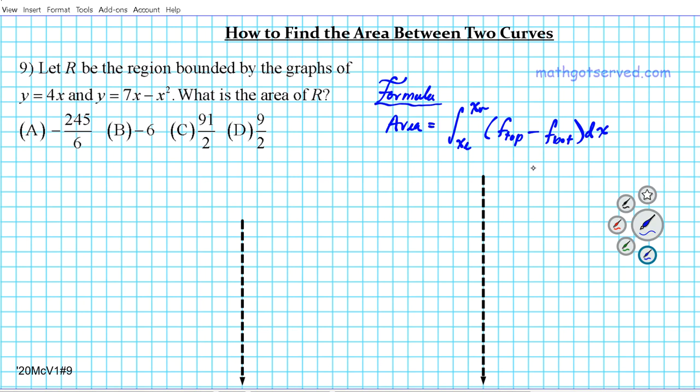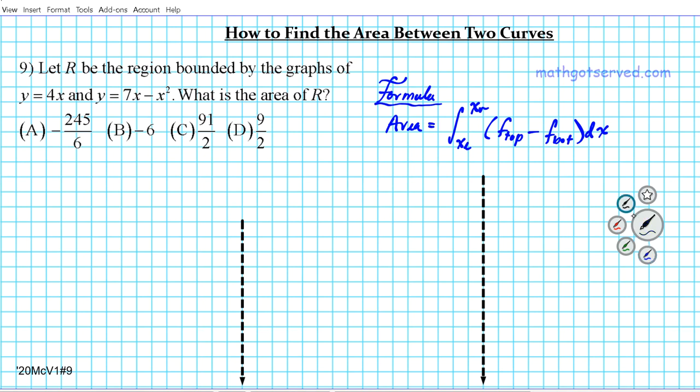For other cases, for your horizontal configuration, just go to mathgotserved.com on the AP Calc. We have our formula sheet there, and you can see all the formulas that you need to know to do well on the exam, including the area formulas. All right. Okay, so all we need to do here is find out what our top and bottom functions are, x left, x right, integrate, applying FTC 1, and then we'll be good to go.